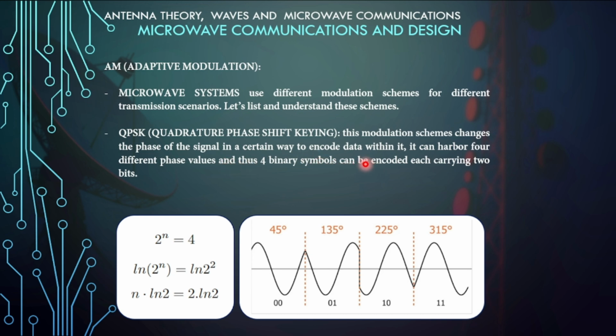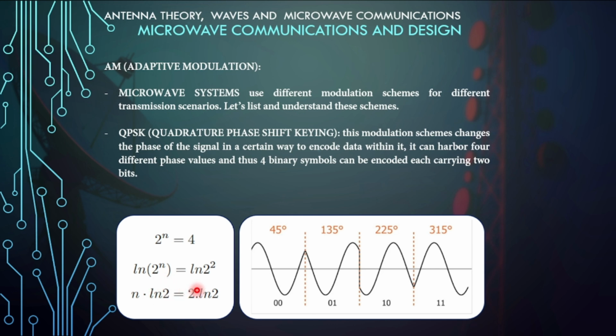With 4 symbols, this is how we can measure how many bits we can carry within each symbol. 2 to the power of n, because we have 2 possible values of bits, either 0 or 1. So 2 to the power of n, which is, by the way, a combination with repetition, is equal to 4 symbols. If you use the logarithm, ln 2 to the power of n equals ln 2 to the power of 2, because 2 to the power of 2 is 4.